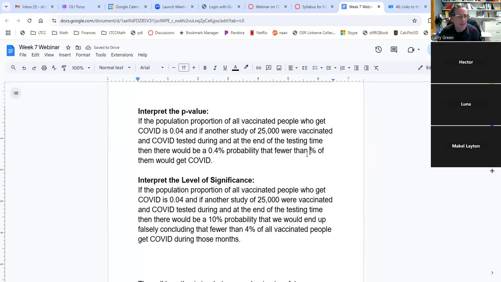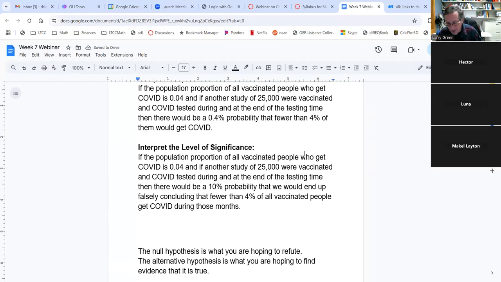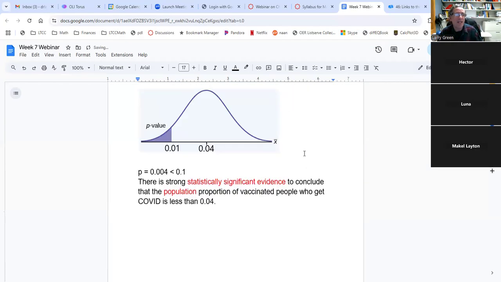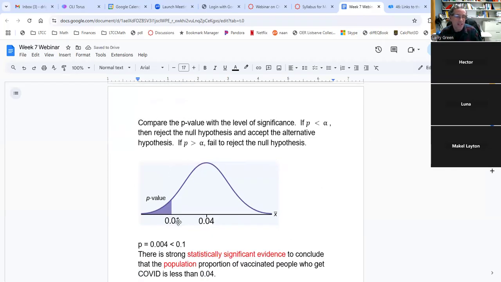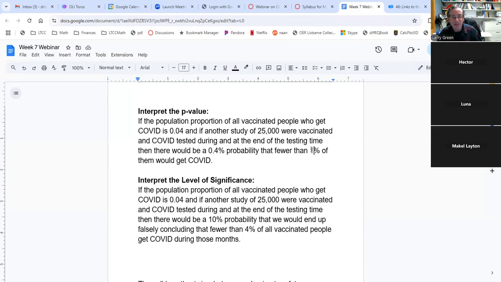Actually, let's see. Fewer than 4% of them would get... No, 1%. That was right. Because 1%, that was over here. 1% of the treatment group got COVID. So that's where that is. That 1% is the percentage of people who got it. 4%, that's the p-value, or 0.4%.